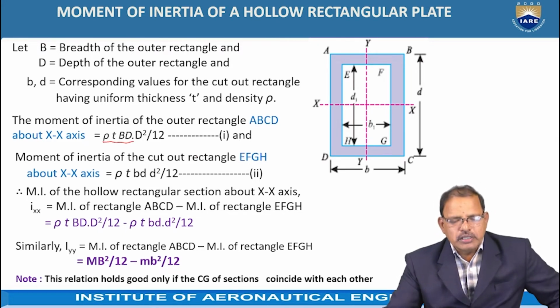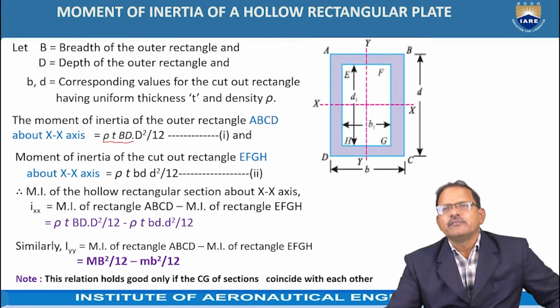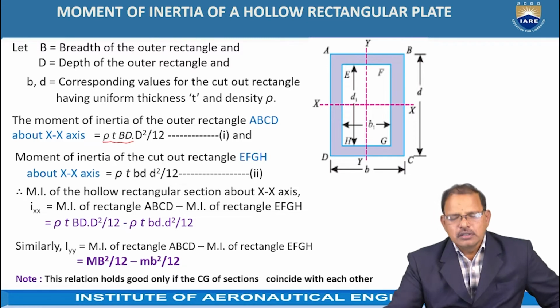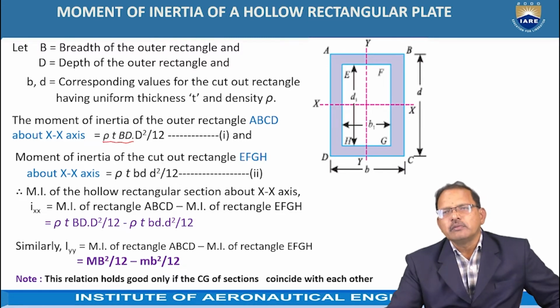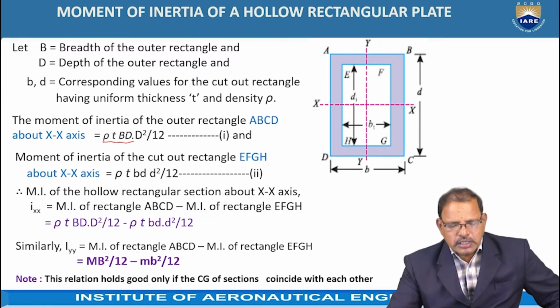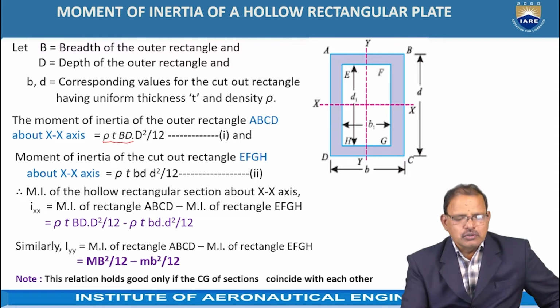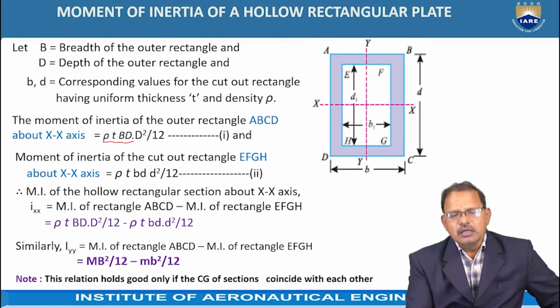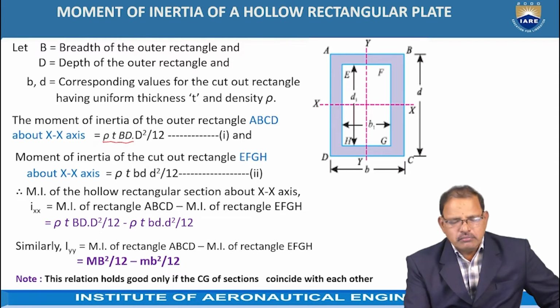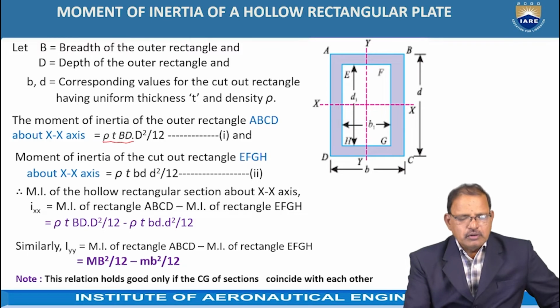The mass moment of inertia of the hollow rectangular section about the x-axis is obtained by the difference of the mass moment of inertia of the outer rectangle and the mass moment of inertia of the inner rectangle, which is equal to rho T B D square by 12 minus rho T b d square by 12.